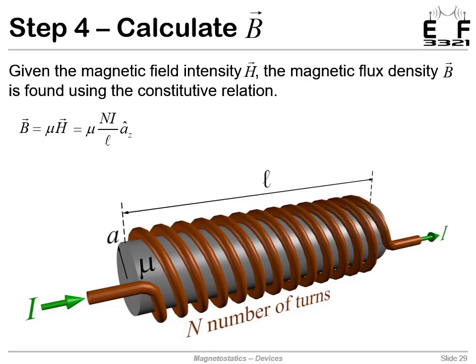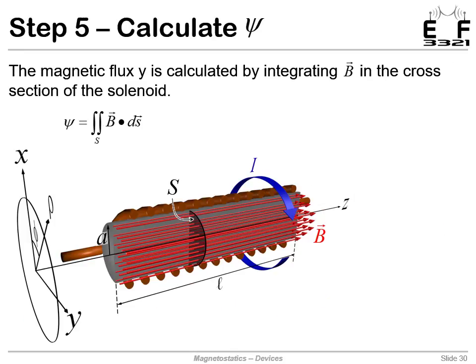Finally, we're ready to go to step 4. We've done the majority of the work and calculated the magnetic field, but we need the magnetic flux density. We get that from the constitutive relation, and we use the same expression we had on the previous slide, but now there's a permeability sitting there. We have B. We need B because step 5 is calculating the flux. So let's go ahead and do that.